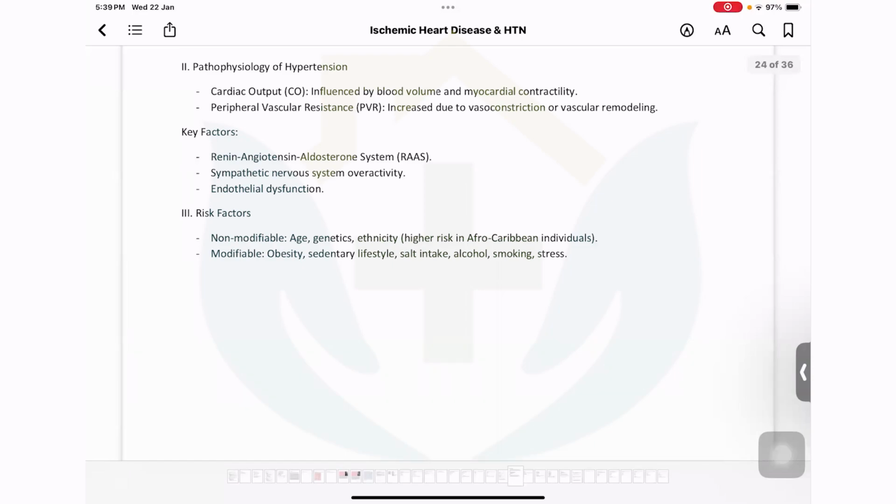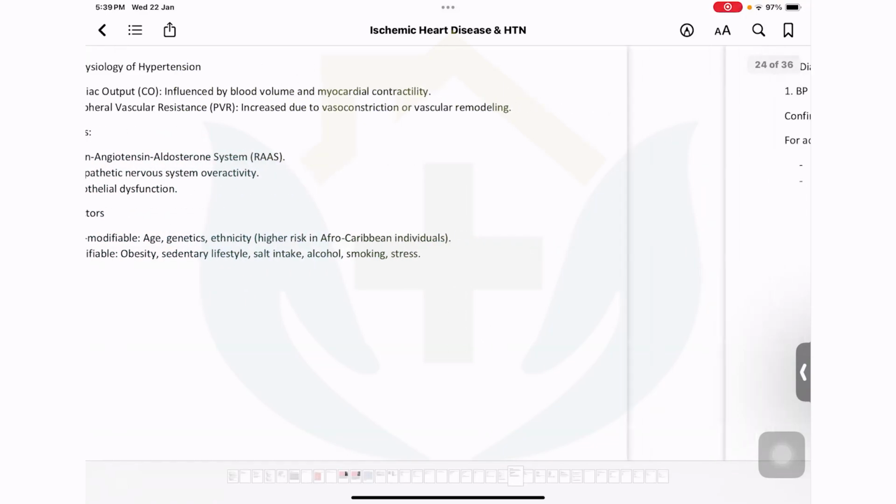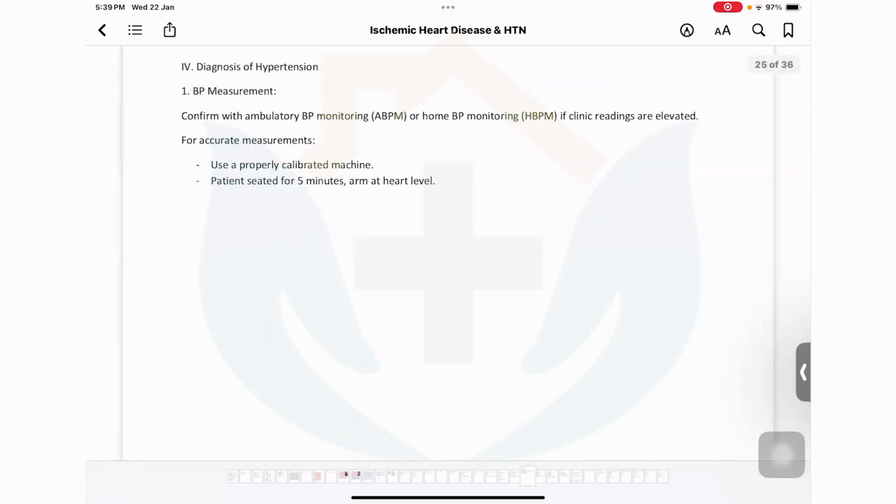But then there are other ones like overweight, obesity, sedentary lifestyle, increased salt intake. These days, alcohol is also included in the list of modifiable factors, cigarette smoking, stress, anxiety. So these are all again included in the outcomes of hypertension. So how do you diagnose?